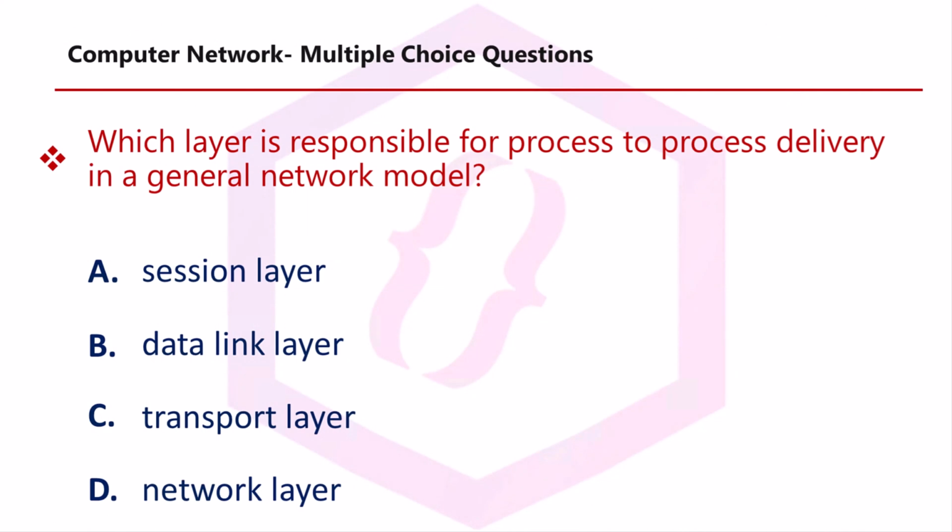Which layer is responsible for process-to-process delivery in a general network model? Option A, session layer. Option B, data link layer. Option C, transport layer. Option D, network layer. And the correct answer is option C, transport layer.